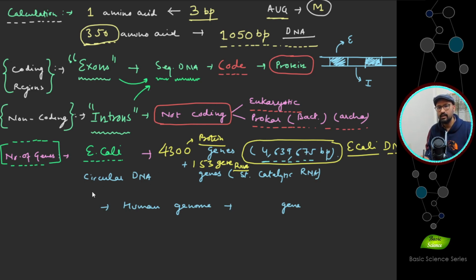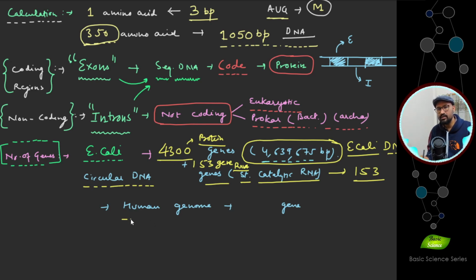Now, this is the circular DNA molecule. It's not obviously entirely circular, but this is the number. You have 4,639,675 base pairs of DNA in E. coli. So this we have to remember, right? So this is the structural or functional RNA molecule, and genes I have already mentioned, 153, in this case 4,300.